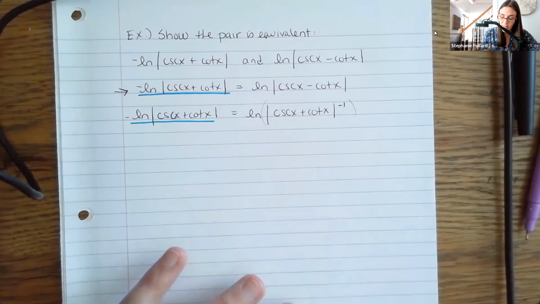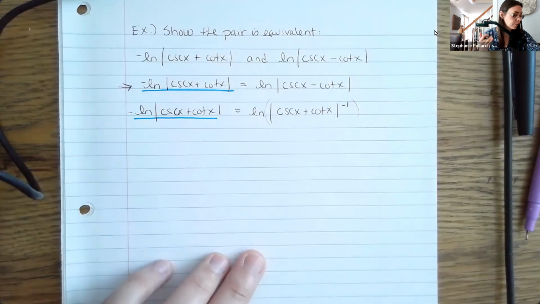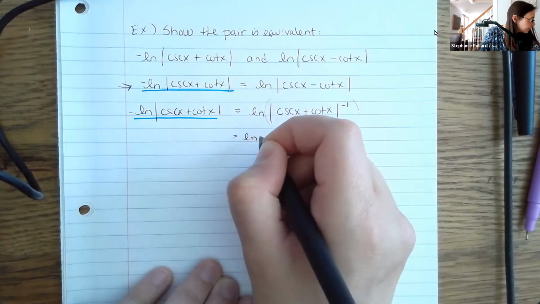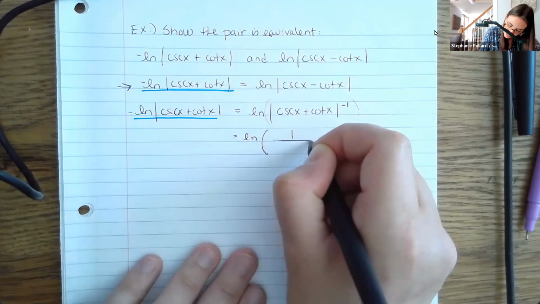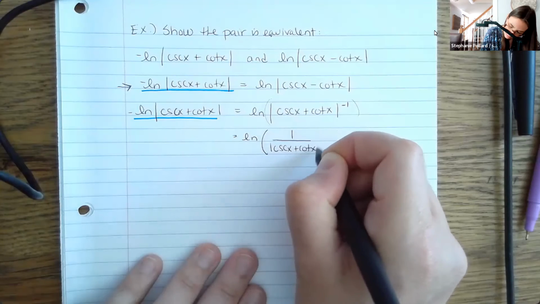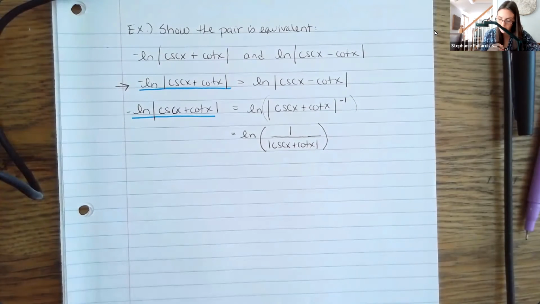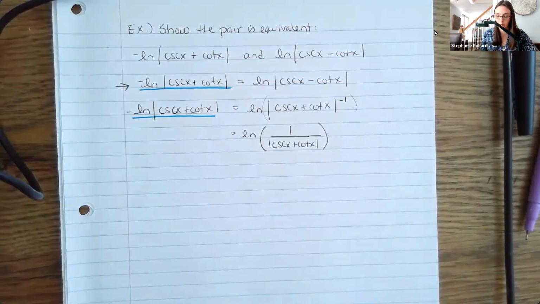Okay, so we have that piece here, and you want to remember that a negative exponent means to flip. It means to take a reciprocal. So I am going to rewrite this as natural log of 1 over the absolute value of cosecant x plus cotangent x. So we're going to go ahead and flip that piece there. And again, I guess you don't really need the outside parentheses here. Sometimes I just like them to make it a little clearer for myself.